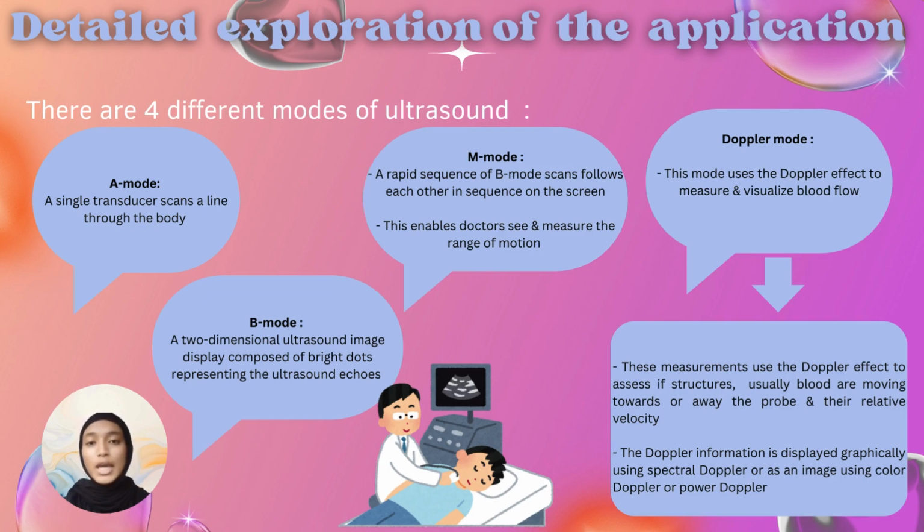Third, M mode. M stands for motion. In M mode, a rapid sequence of B mode scans follow each other in sequence on the screen. This enables doctors to see and measure the range of motion. These are the boundaries that produce a patient's movement relative to the report.